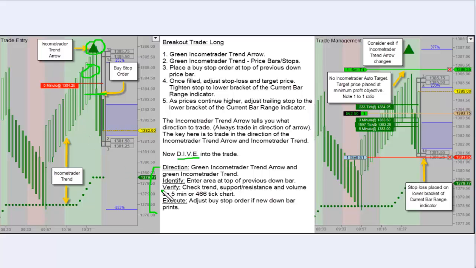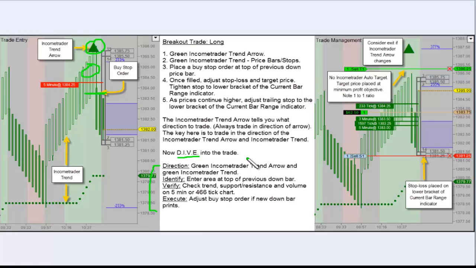Then I want to verify the trend. What I normally do is use one of my other strategies called the KISS setup, which, if you haven't seen it, there's a video on that. You can always find that on the IncomeTrader.com Futures homepage and watch the videos for that. Basically it's going to give me trend. Because I want to buy a breakout to the upside, I'm looking for trend on my 5-minute chart to give me a buy signal.